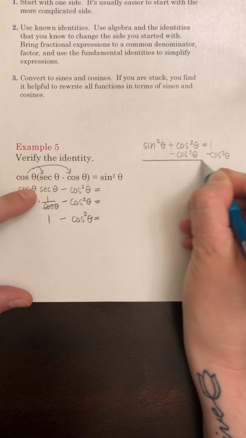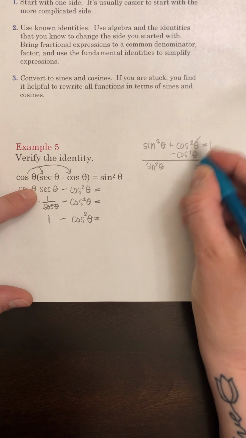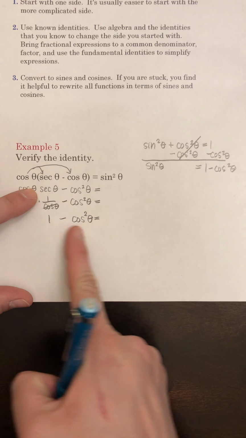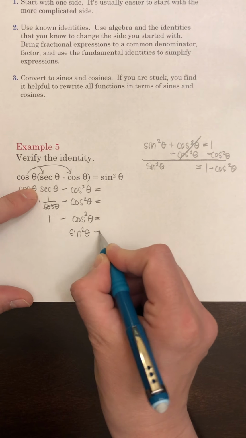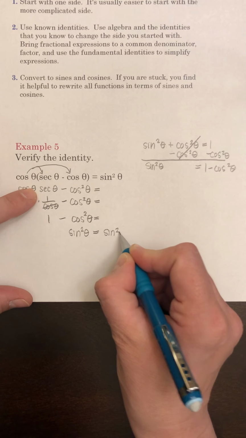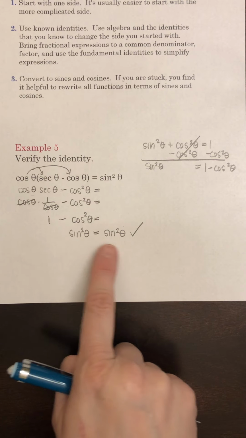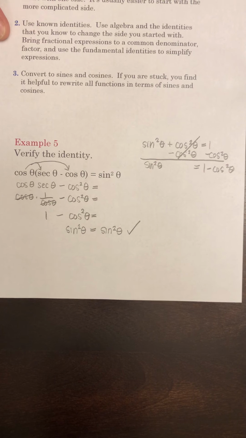Over to the other side. So I would end up with sine squared theta equals 1 minus cosine squared theta. So what do I now know about 1 minus cosine squared theta? It equals sine squared theta, which is what is on the right-hand side. And so I have just verified my identity. So I've taken the steps that I've needed to get both of these sides showing that they are equal to one another. So it's all about using algebra, using your identities, manipulating things to get it to look like what you want.